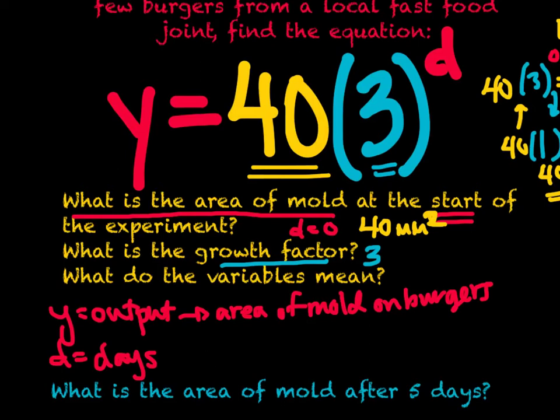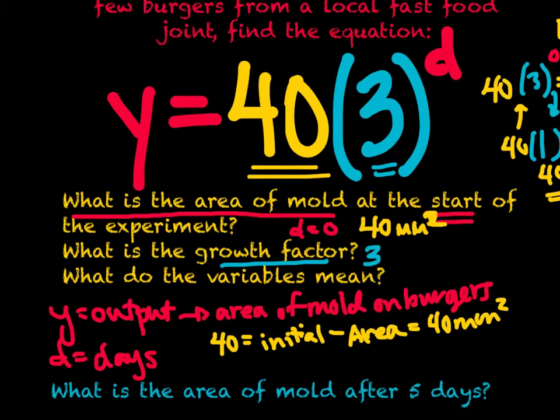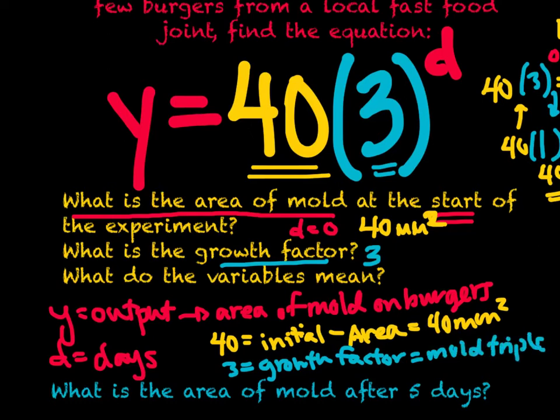Let's also add, what does 40 mean? 40 is our initial value, which we've already talked about. That means that the area of mold was already 40 millimeters squared when the scientists started the experiment. And the 3 is our growth factor, which means that the mold triples in area.